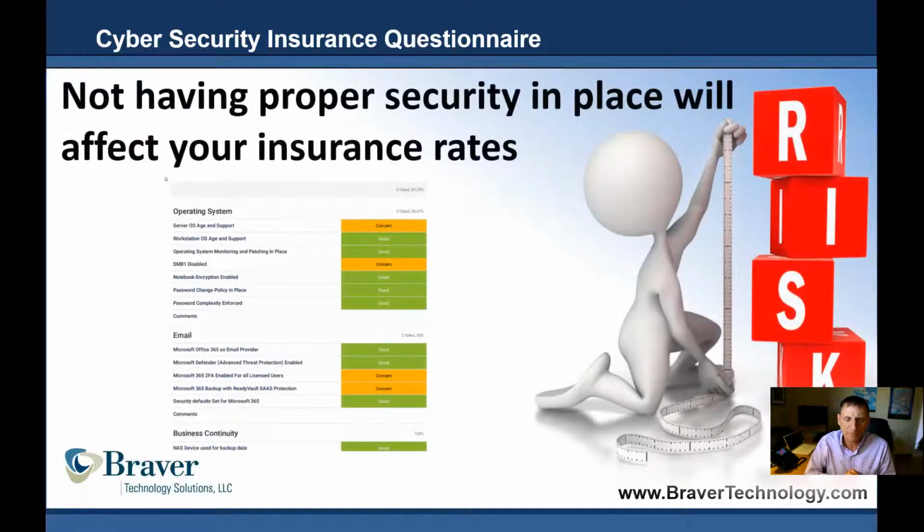All right. Next one. This is probably the biggest one. Not having proper security in place will affect your insurance rates. Basically, if you don't have the key things that they're looking for, they are going to charge you more for insurance. What are those key things?